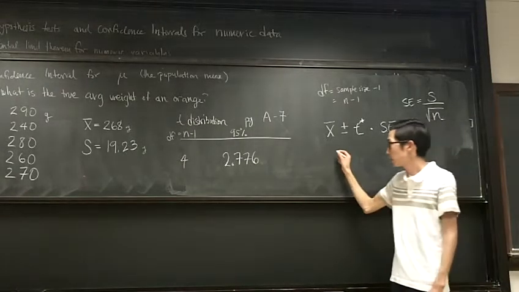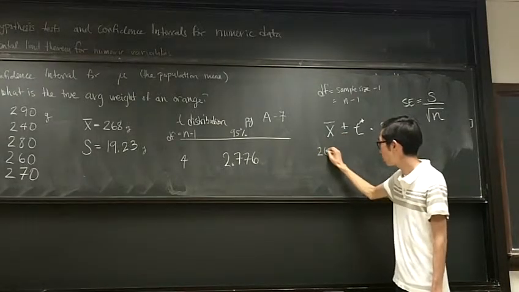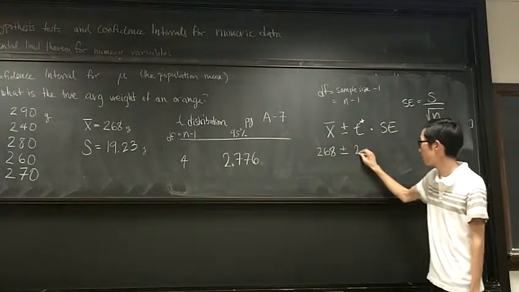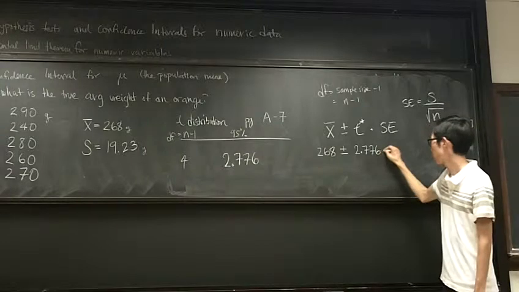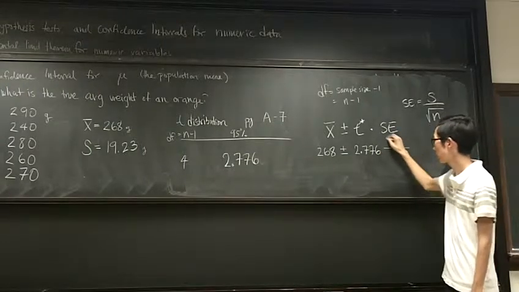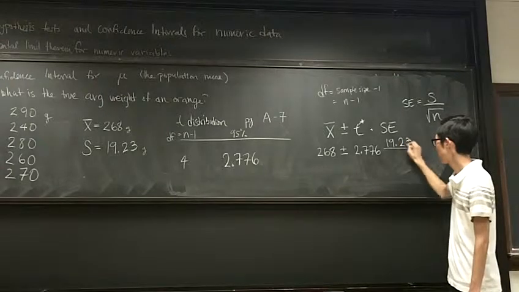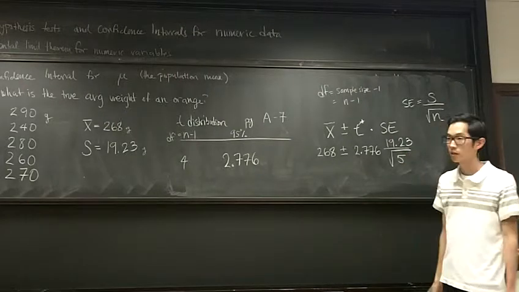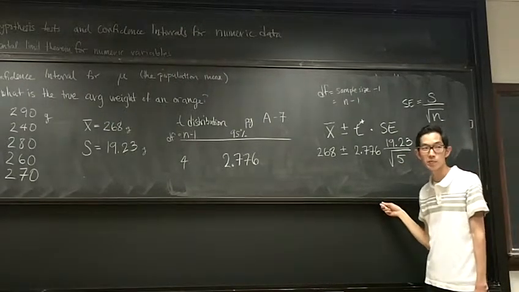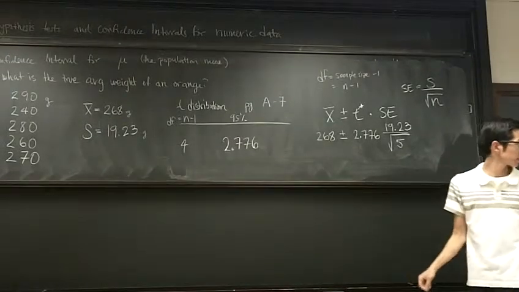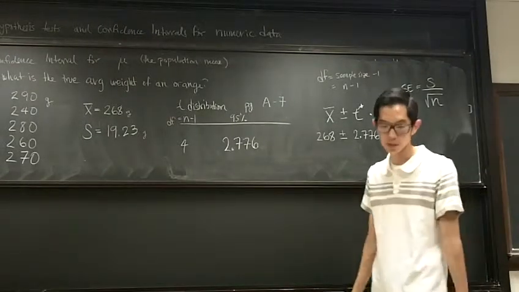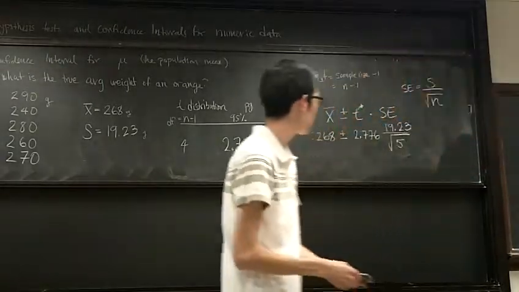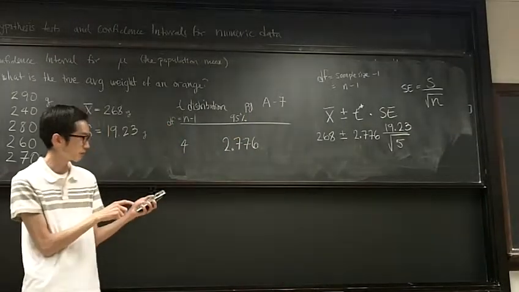So my x bar is 268 plus or minus, and my t star is going to be 2.776. My standard error is s divided by the square root of n. What is n? 5. I have 5 numbers in my sample. So then what is my confidence interval? Can you guys punch this into your calculator?